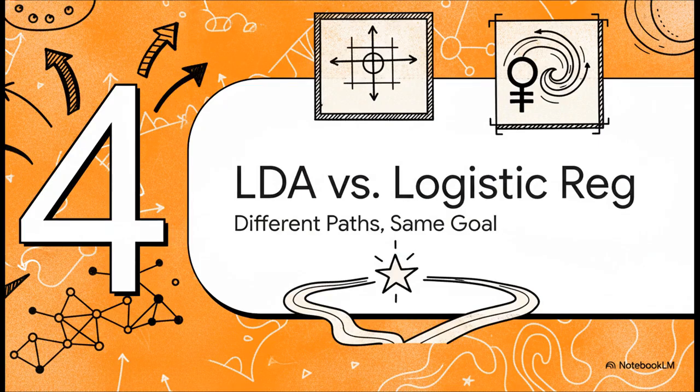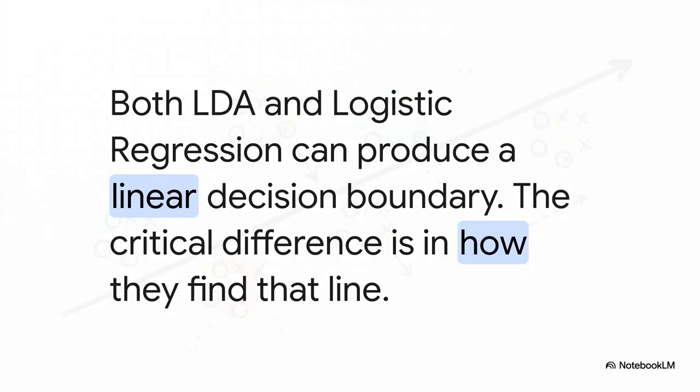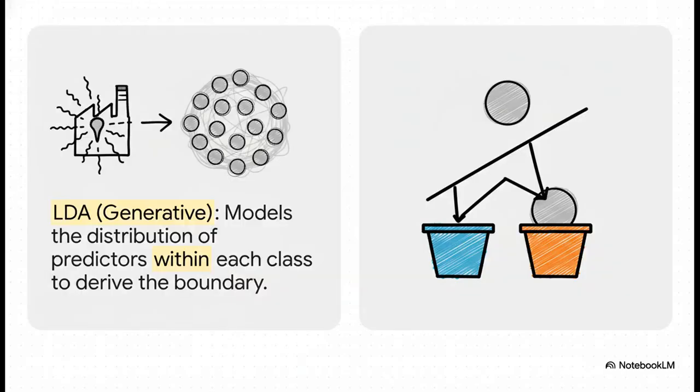Okay, so we've seen how LDA stacks up against its flexible cousin, QDA. Now, let's bring another heavyweight contender for classification into the ring: logistic regression. They often compete for the same jobs, but trust me, their fighting styles are totally different. What's interesting is that at the end of the day, both LDA and logistic regression can end up drawing a straight line to separate your data. The final result can look identical, but how they get to that line reveals a really fundamental split in their core philosophy.